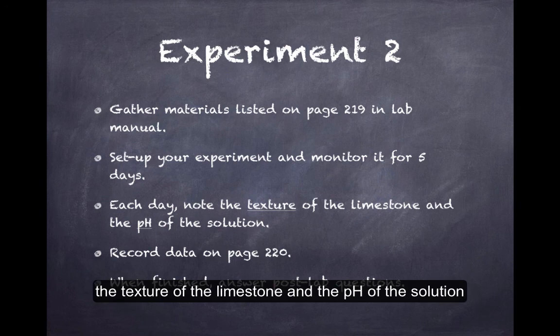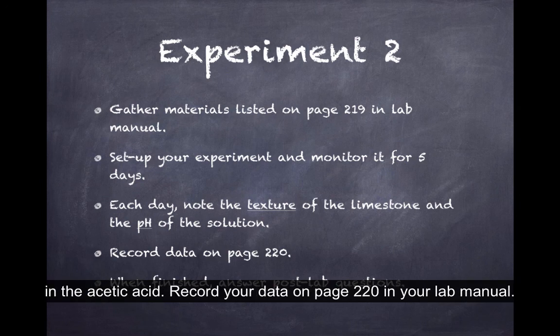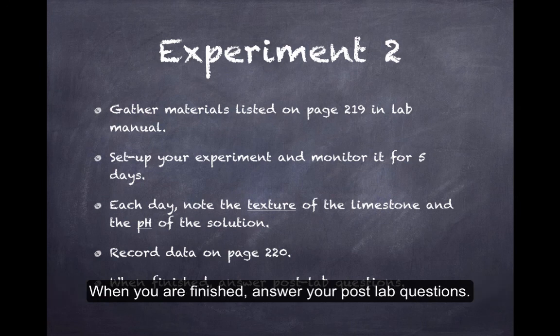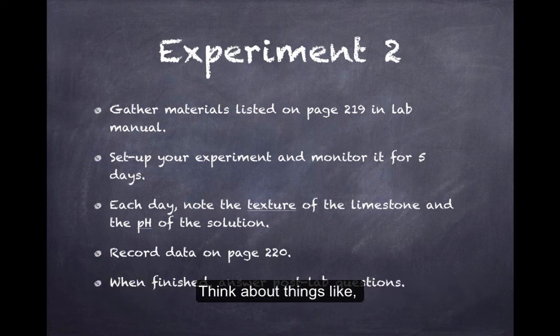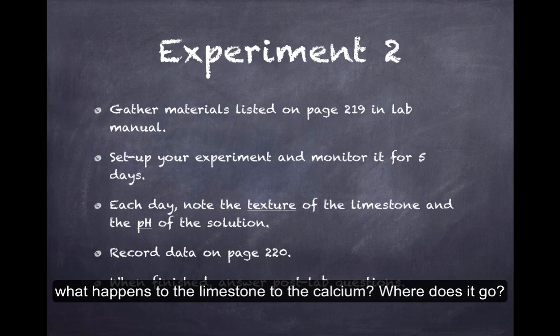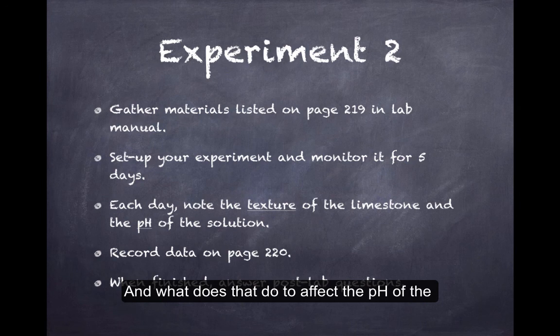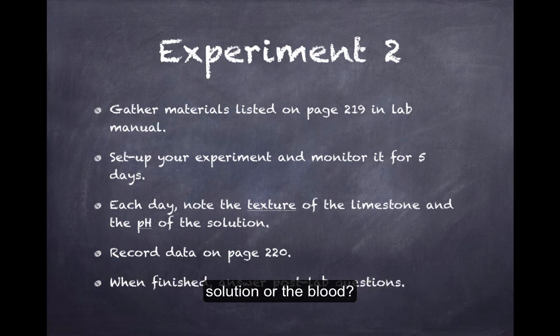Each day, note the texture of the limestone and the pH of the solution in the acetic acid. Record your data on page 220 in your lab manual. When you're finished, answer your post-lab questions. Think about things like, what happens to the limestone, to the calcium? Where does it go? And what does that do to affect the pH of the solution or the blood?